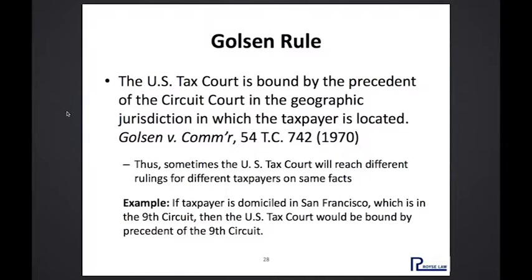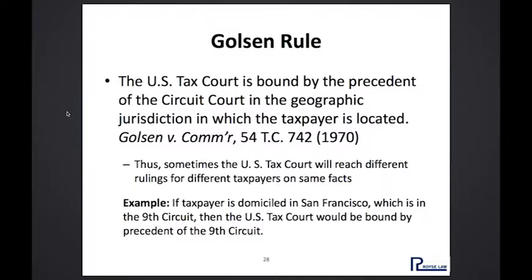There's something called the Golsen Rule in tax court. Now, under this Golsen Rule, the tax court is bound by the precedent of the circuit court in the geographic jurisdiction in which the taxpayer is located. This means that the tax court must follow the precedent of the circuit court to which the appeal would lie. Thus, sometimes the tax court will reach different rulings for different taxpayers on the same facts.